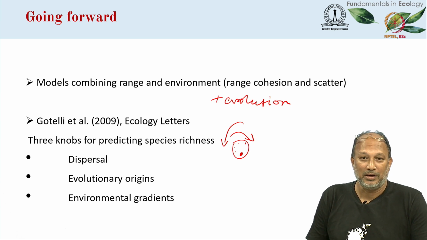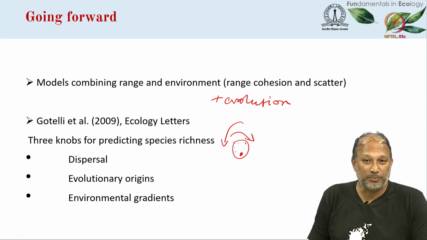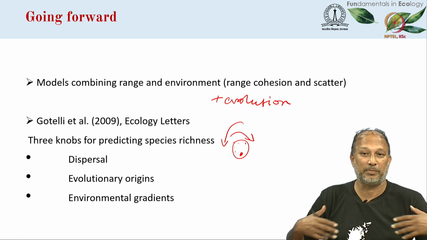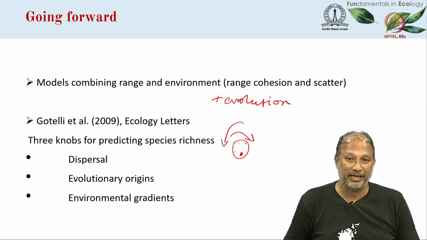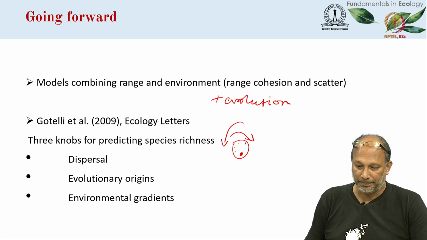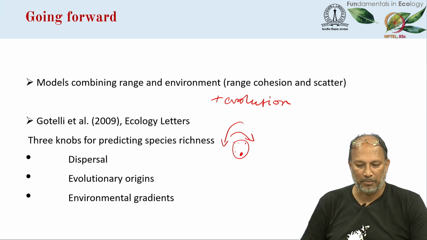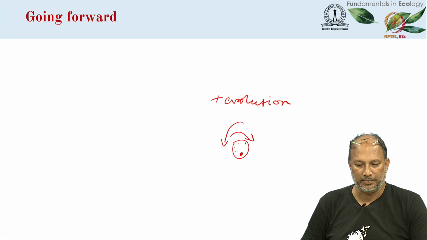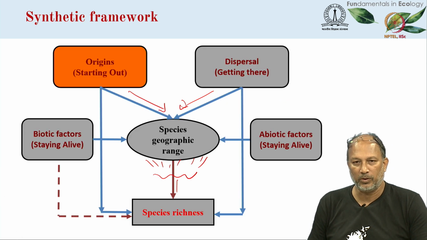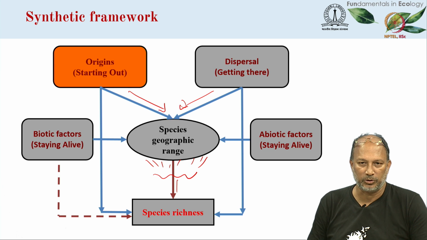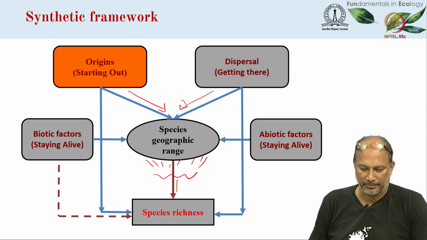So for example, the knob for dispersal is probably dialed up for birds, while the knob for evolutionary origins might be dialed up more, in the sense that it plays a greater influence in explaining patterns in frogs. Overall, we combine all of these as we did here in this framework to understand these broader patterns of diversity and distribution. Thank you.